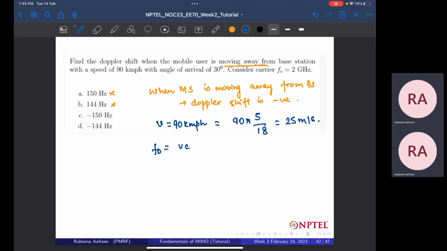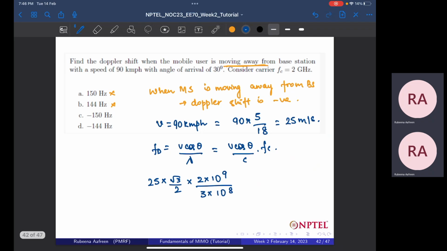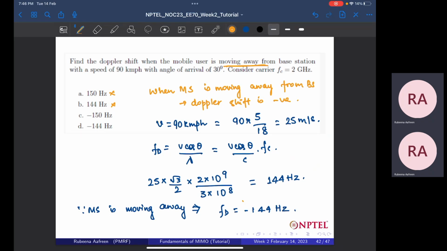So we know the Doppler shift is V cos theta by lambda. And then we can write lambda as C by FC. Now we put all the values. V is 25, cos theta is root 3 by 2, since theta is 30 degree. Then FC is 2 gigahertz. And C is 3 into 10 to the power 8. So calculating it, it will give 144 hertz. But since the mobile station is moving away, the Doppler shift would be minus 144 hertz. So the answer would be D.